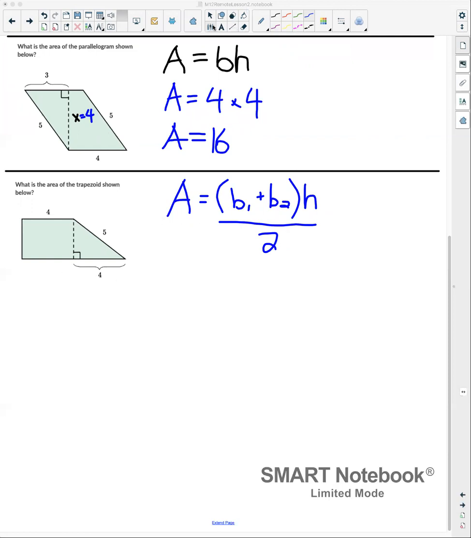So let's label them now. Base 1, the top one, could be base 1, right? The bottom line is base 2. In this case, I have 4 here. But what's this part? This part also has to be 4 because it's a rectangle. The two sides should be equal. And then I'm missing the height over here.